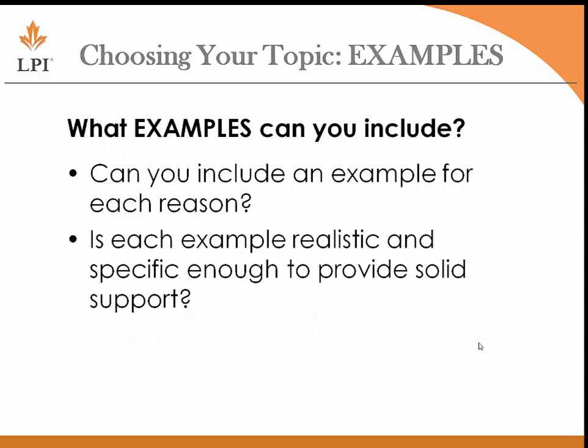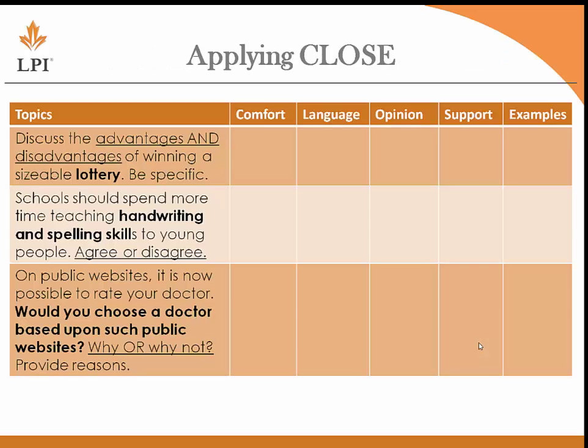The final stage in the close approach is all about examples. What examples can you include? Can you think of at least one example for each reason or idea? And is each example that you can think of realistic and specific enough to provide strong support for your thesis? So, those are the 5 stages in the close approach.